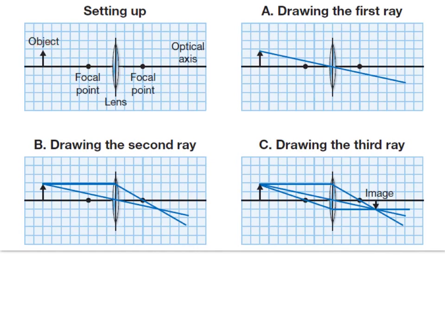And then we have an object. The simplest object to represent in a ray diagram is to just draw an arrow, and in this case the arrow is pointing up.